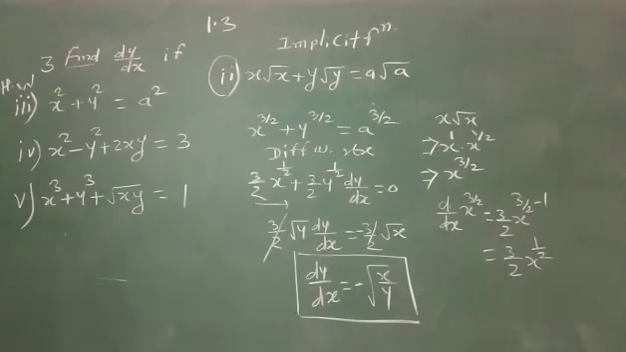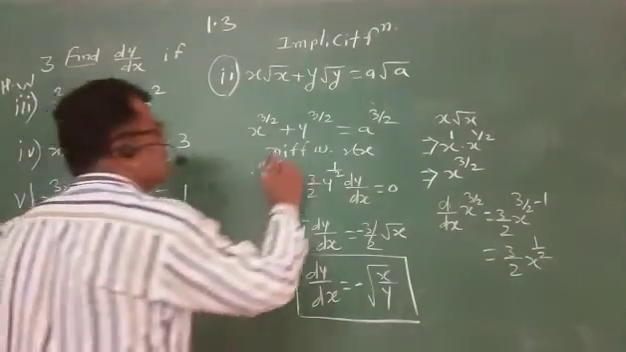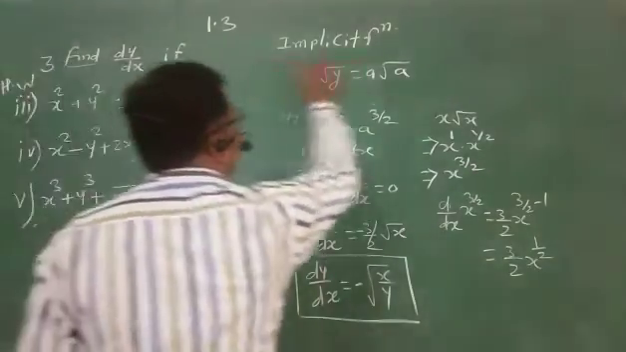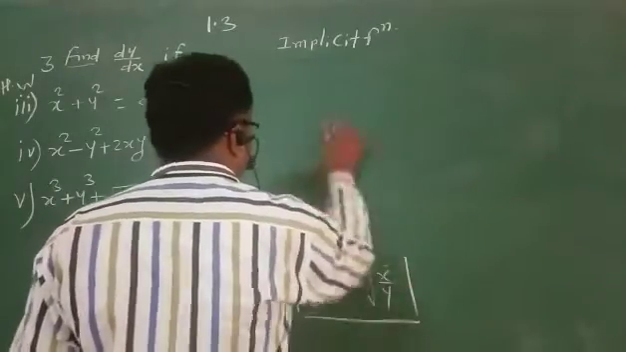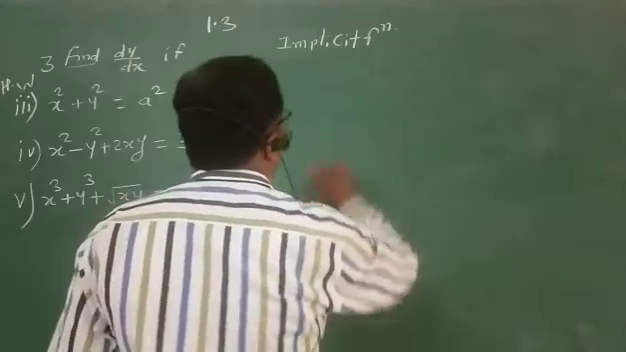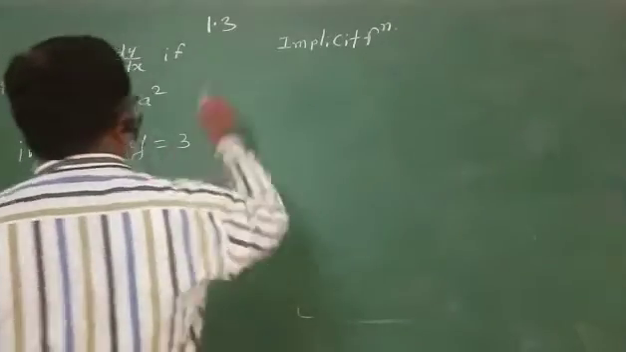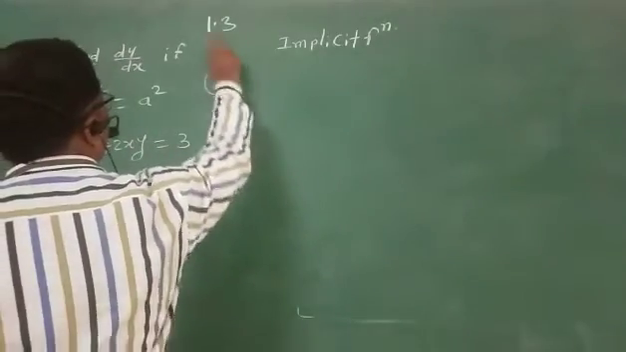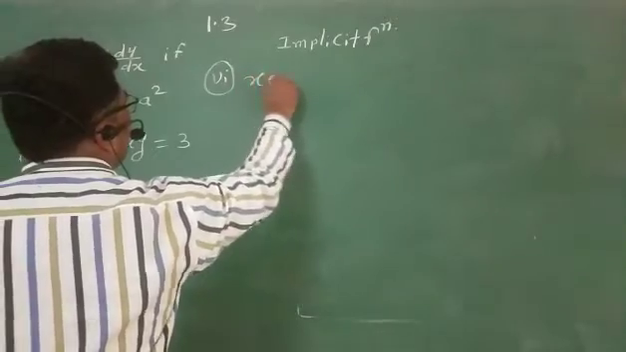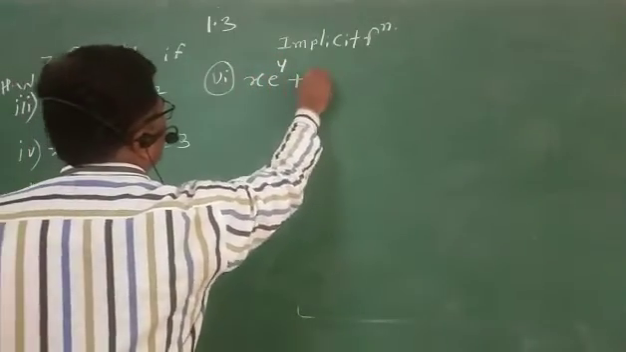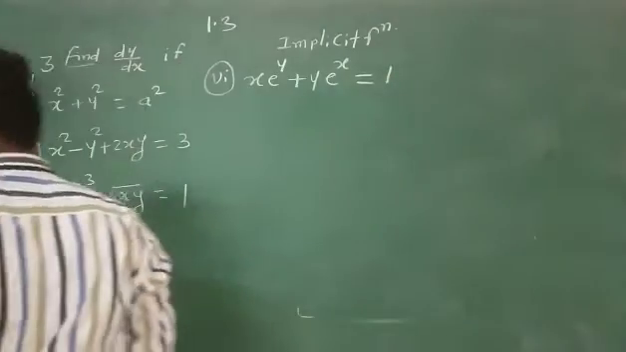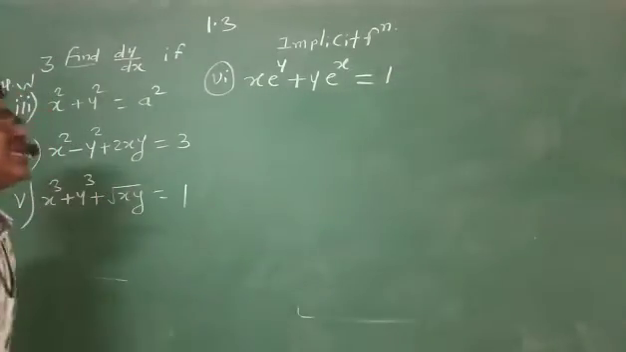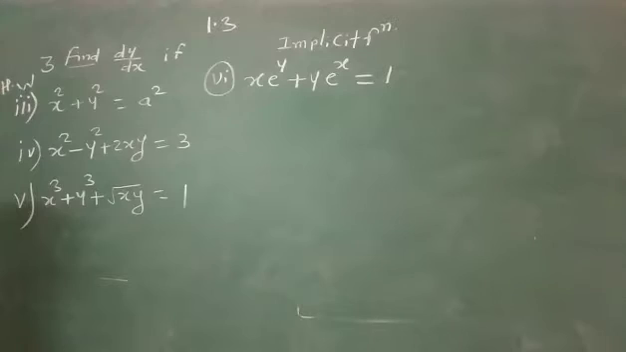Now, example number 6: x e raised to y plus y e raised to x equal to 1. X into e raised to y plus y into e raised to x equal to 1.